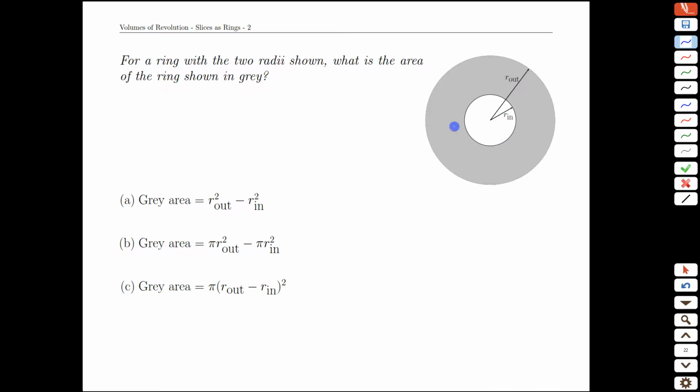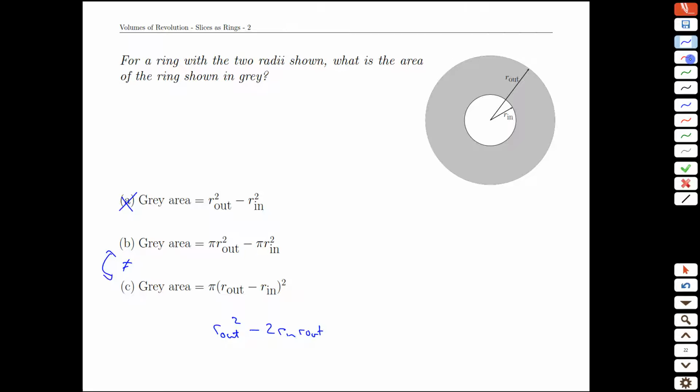All right, we definitely have pi's involved. The challenge would be deciding between these two things here, and notice those are not equivalent. If we square this, this would give us r out squared minus 2 r in, r out products. So these are not the same. Which one do we want?